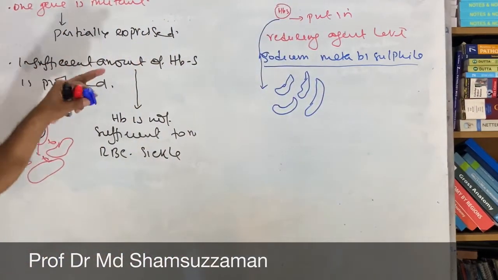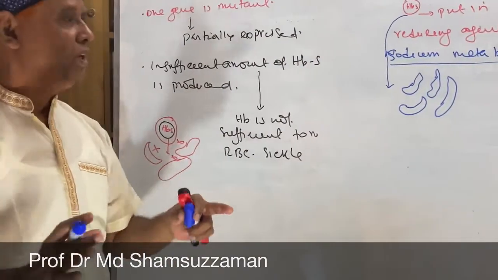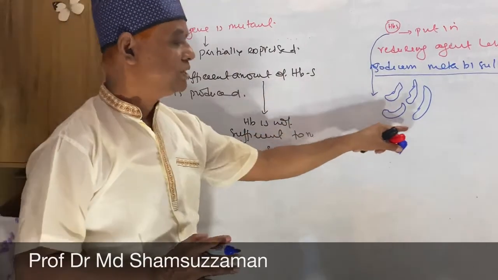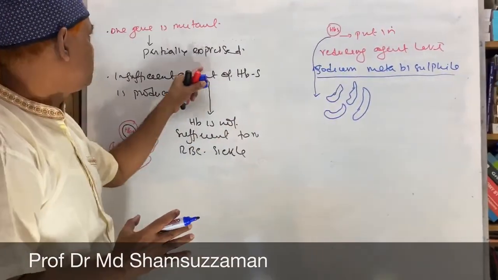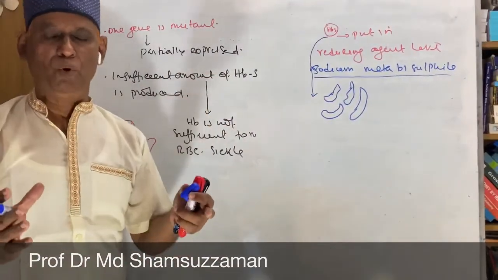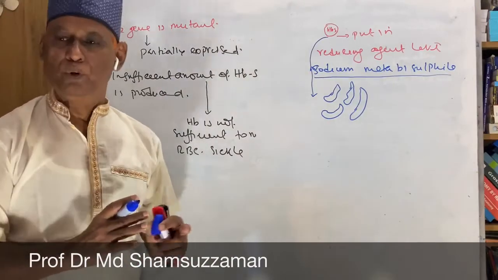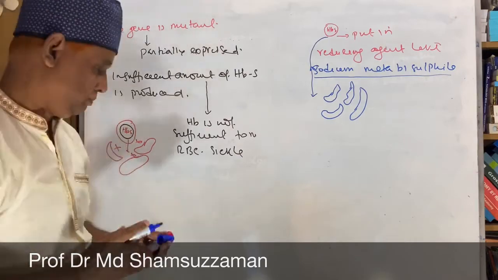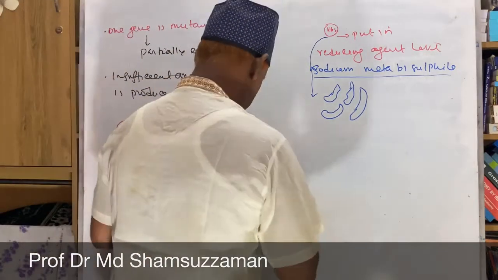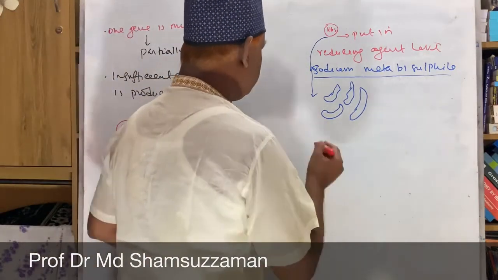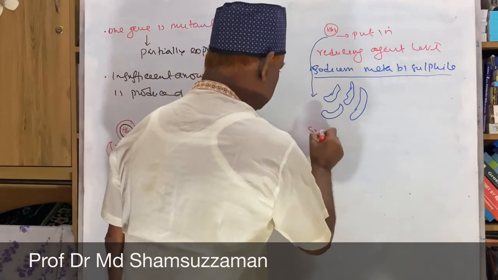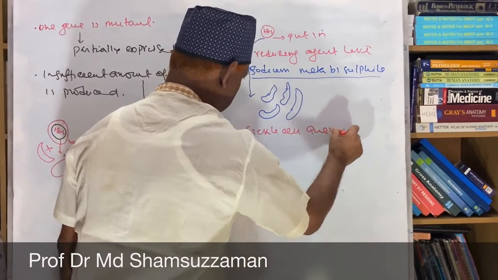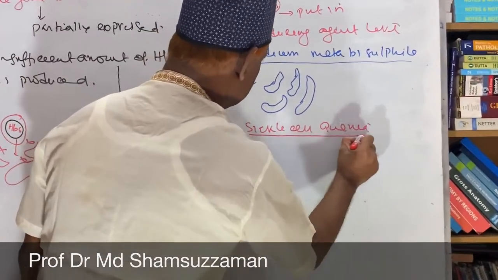So in normal physiological condition, in case of sickle cell trait, RBC containing insufficient amount of hemoglobin S cannot produce sickling of RBC in the blood. Another is sickle cell disease or sickle cell anemia.